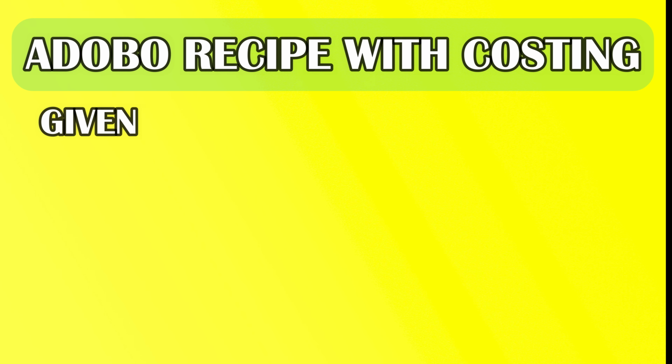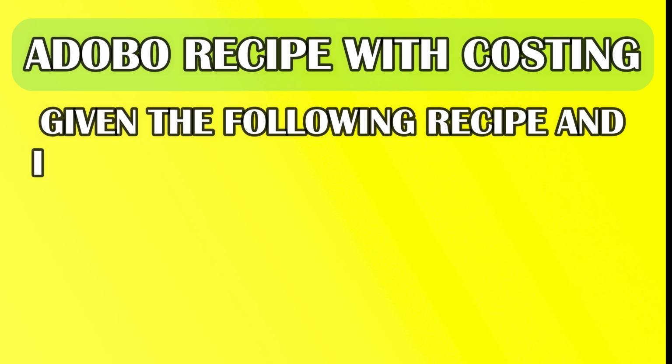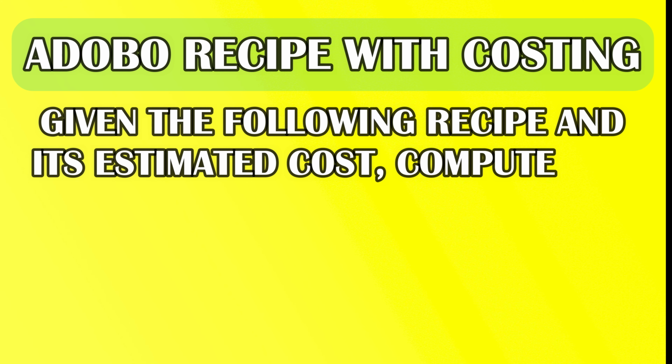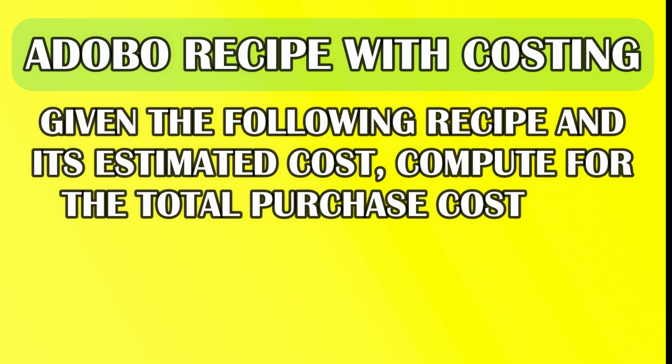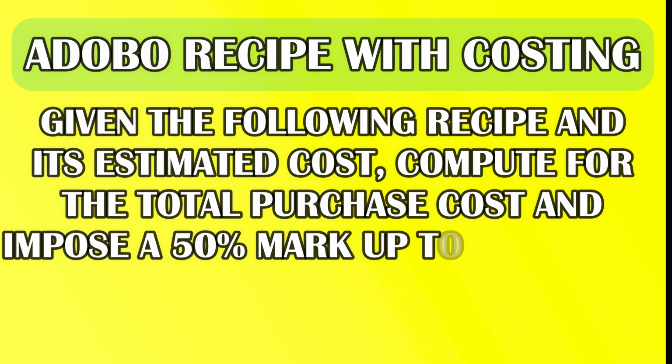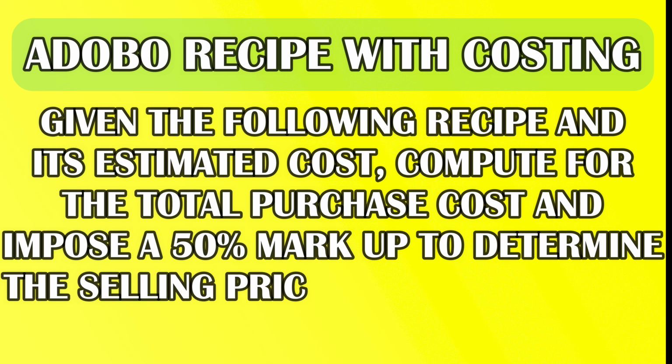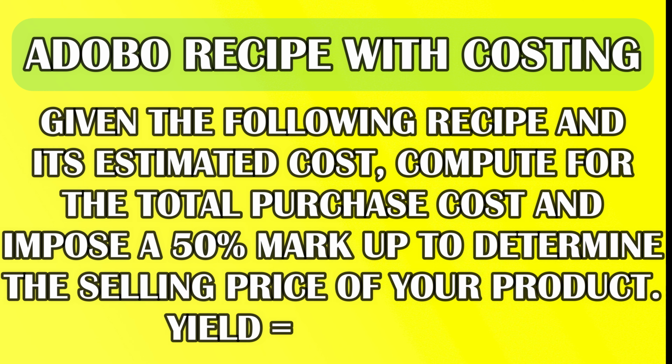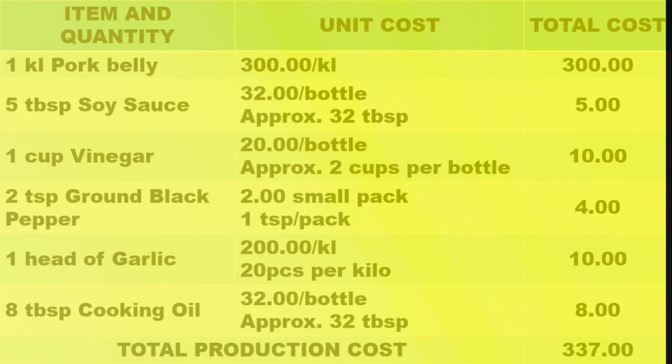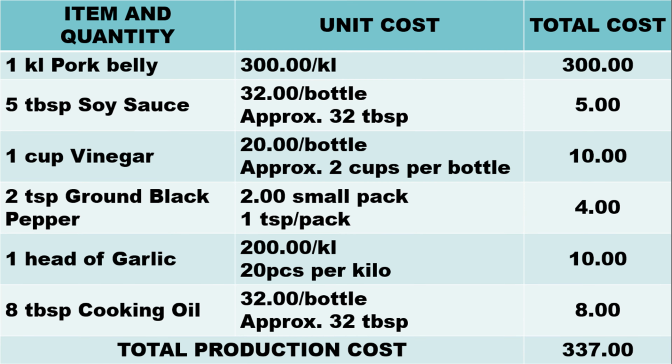For example, adobo recipe with costing. Given the following recipe and its estimated cost, compute for the total purchase cost and impose a 50% markup to determine the selling price of your product. Yield: 5 servings. Item and quantity: 1 kilo pork belly. The unit cost is 300 pesos per kilo. The total cost is 300 pesos.